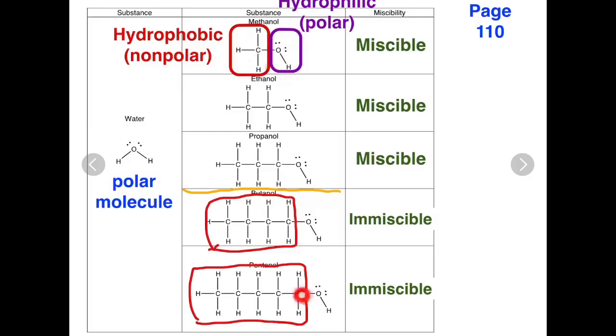But if I give you a huge structure like this that contains tons and tons of carbon and hydrogen, you will need to know that the nonpolar part would win over the polar part, because you have a lot more carbon and hydrogen than the polar part of the molecule. Okay.